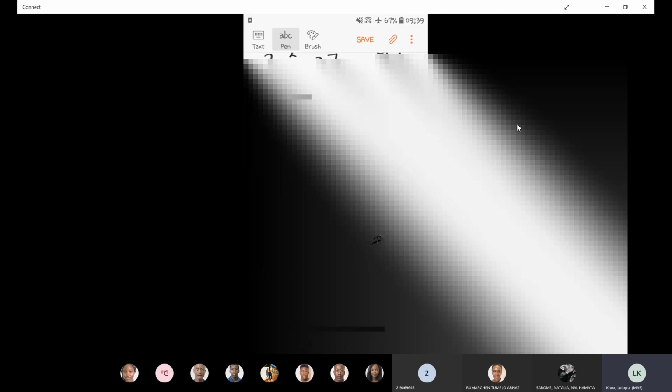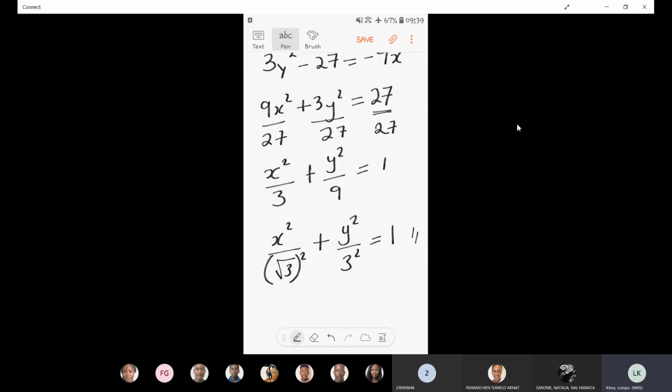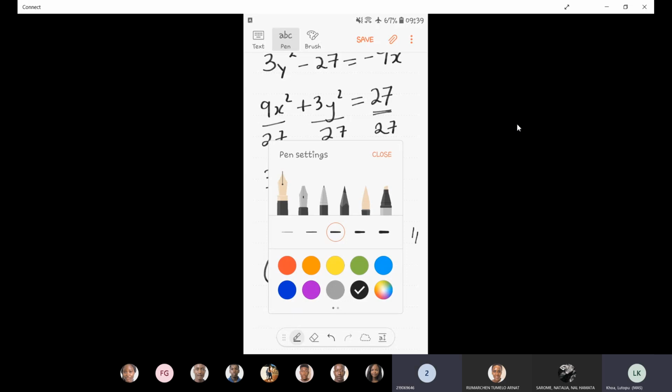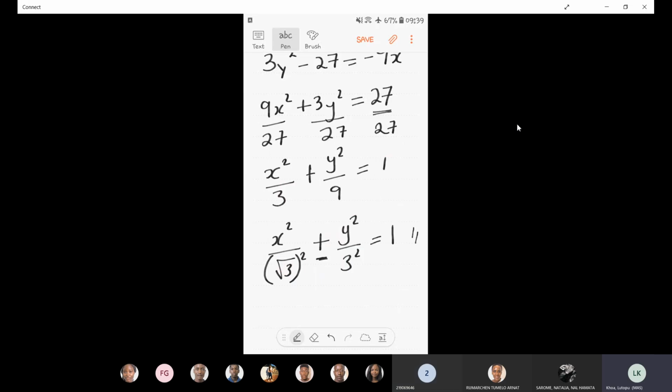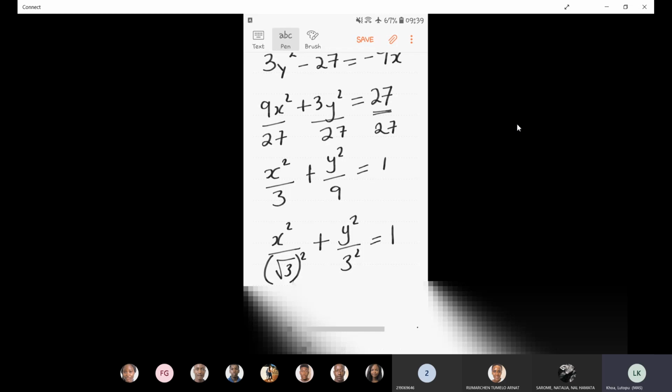So the only difference between an ellipse and a hyperbola is the sign over here. If I change the sign to minus, then I have a hyperbola, but as it is, this is an ellipse.